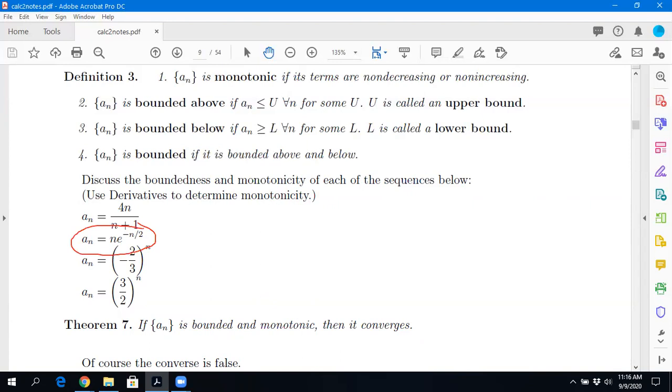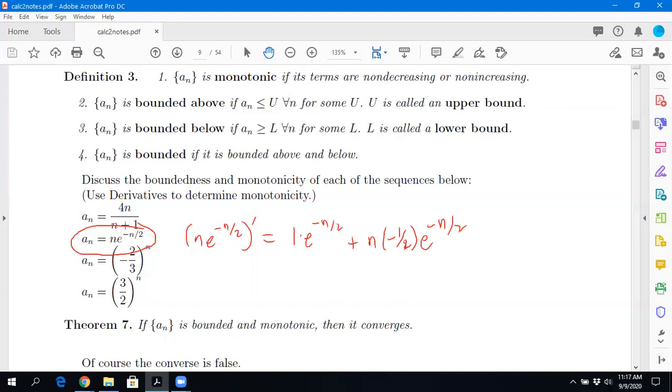Take the derivative. So that means I need the derivative of n e to the minus n over 2. I'm going to have to use the product rule, correct? So it's going to be the derivative of the first times the second, e to the minus n over 2, plus the first times the derivative of the second. What's the derivative of the second? Negative 1/2 e to the minus n over 2.